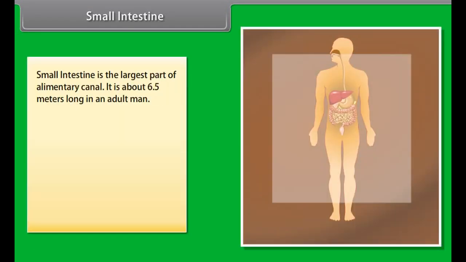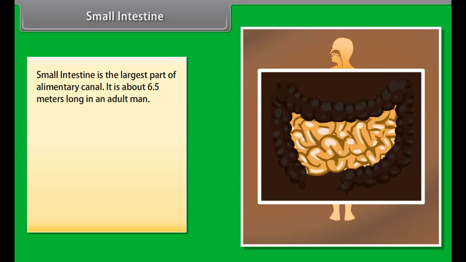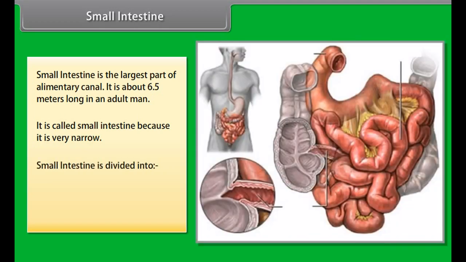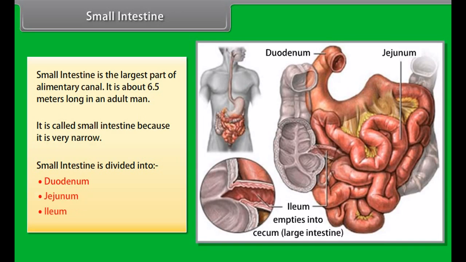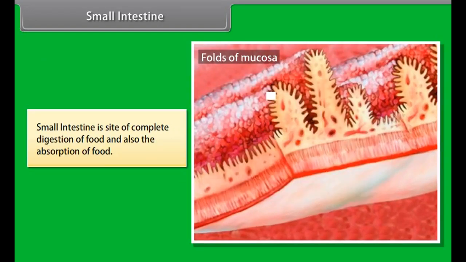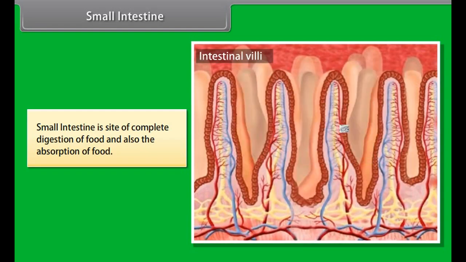Small intestine. Small intestine is the largest part of alimentary canal. It is about 6.5 meters long in an adult man. It is called small intestine because it is very narrow. Small intestine is divided into duodenum, jejunum, ileum. Small intestine is site of complete digestion of food and also the absorption of food.